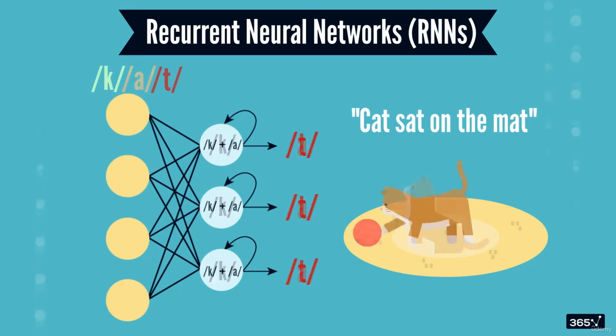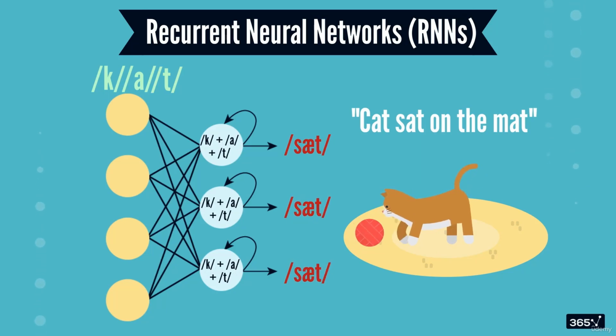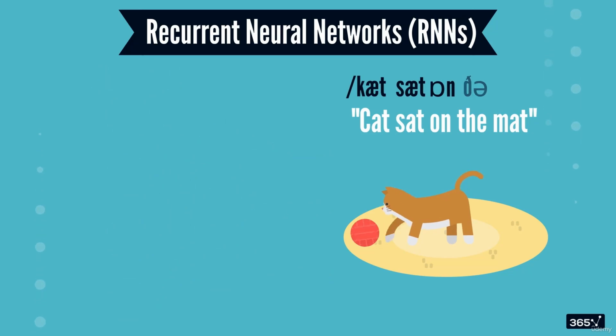The network then processes t, updating the hidden state to capture k, a, and t, fully grasping "cat." As it shifts to "sat," the network updates the state with each new sound, mindful of the prior word "cat." This process continues with "on," "the," and "mat," with the hidden state accumulating information about the entire sequence of phonemes. By the end of the sentence, the hidden state contains all the information about the sounds and their order, allowing the network to better understand and predict the sequence of words based on their relationships.